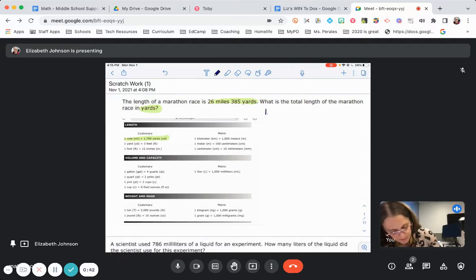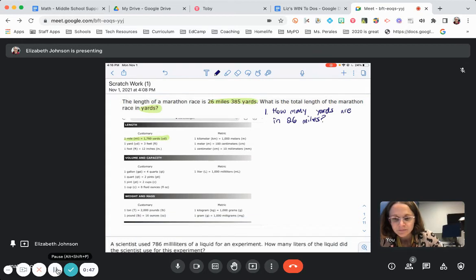So let's think about the steps. I think the first step that I want to do is find out how many yards are in 26 miles. So that's step one. Then the next step, I need to add my extra yards to that. I need to add my 385 yards to that result. So those are my two steps. All right, let's do the math.